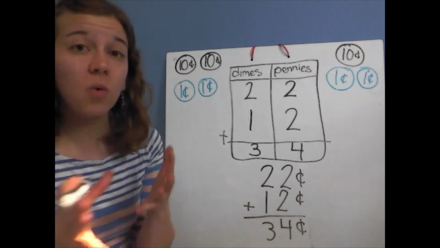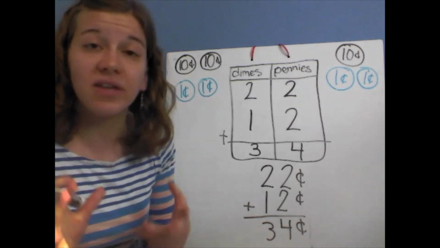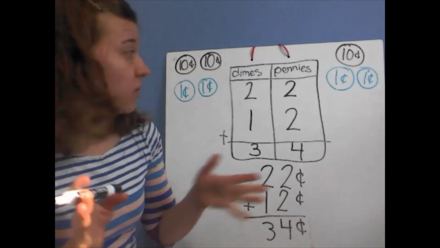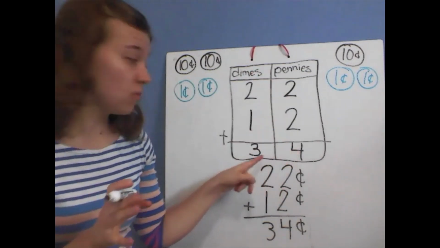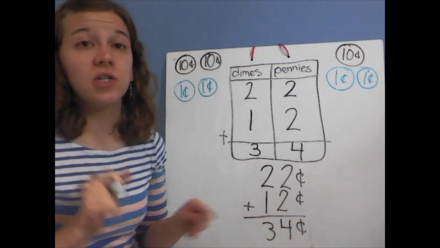Okay, boys and girls, so we're adding up money and adding different amounts of money together the same way that we add 2-digit numbers together. Okay? Remember, when you add, you start with the pennies, then you move on over to the dimes. Okay? Boys and girls, you are going to do an awesome job on this.